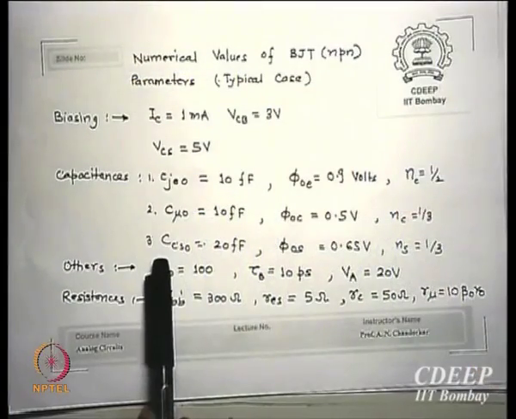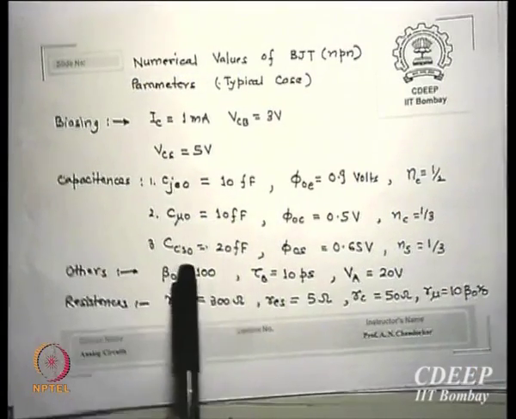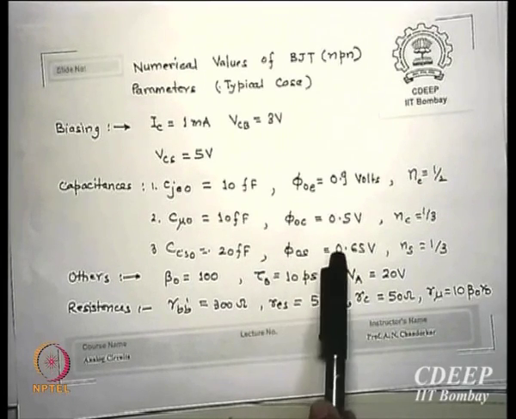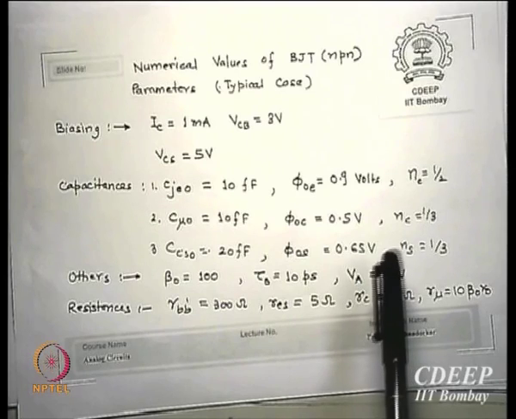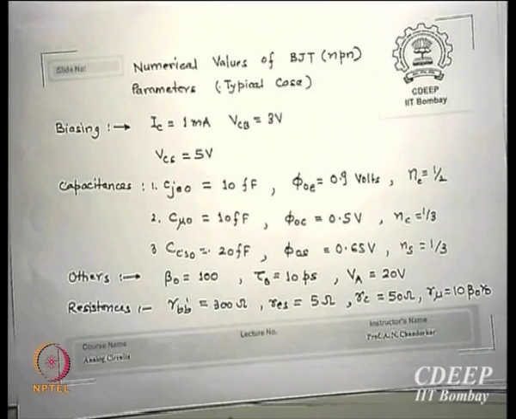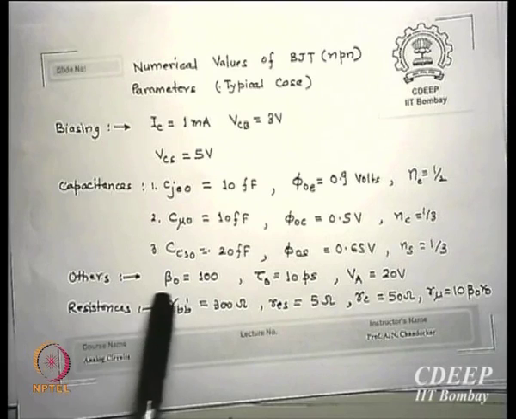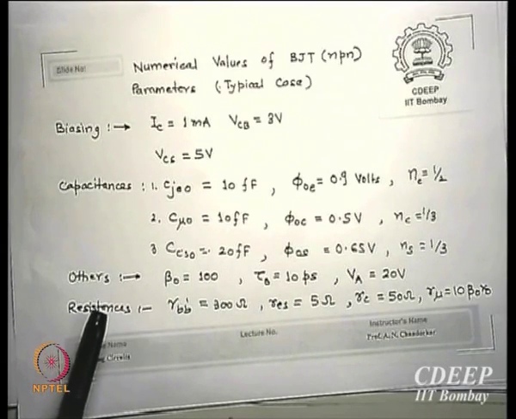Similarly, between collector and substrate, the capacitance at zero bias is 20 femtofarads, the built-in voltage is 0.65 volt, and the corresponding eta is one third. So, these are the values associated with the capacitances. Then there are other values which will be specified for the BJT, which is called beta 0. This is essentially the same as AC beta.